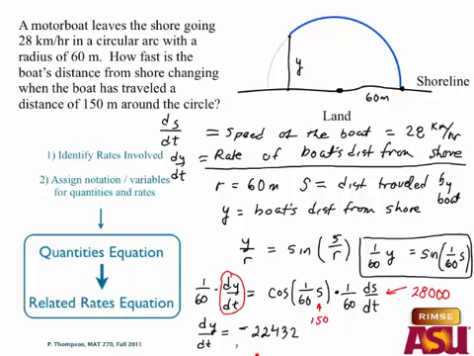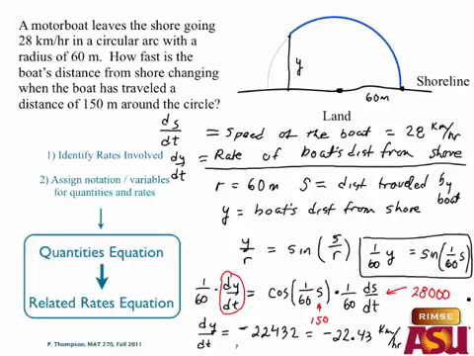Okay, so that is, what units is that? Meters per hour. Meters per hour, so we want to change to kilometers per hour, or negative, like he originally said, negative 22.43 kilometers per hour.